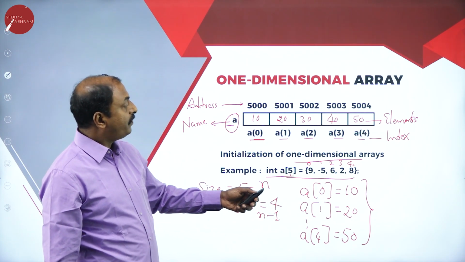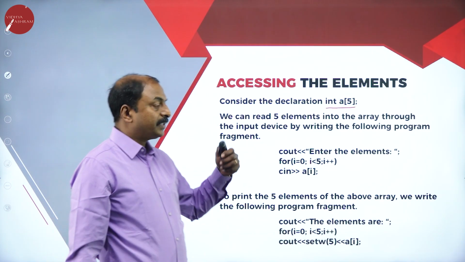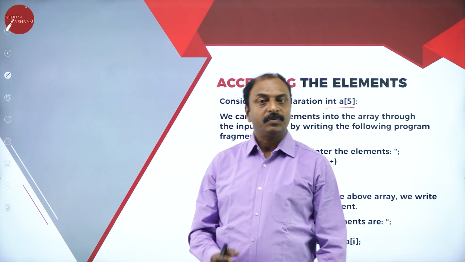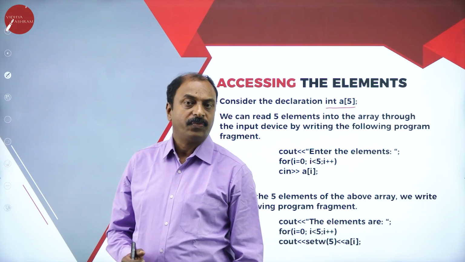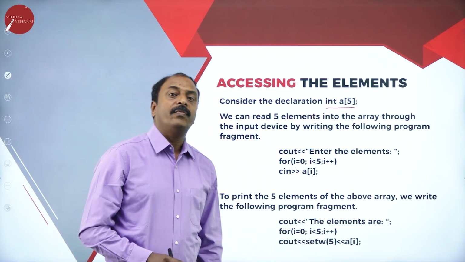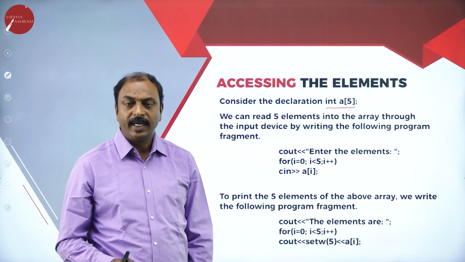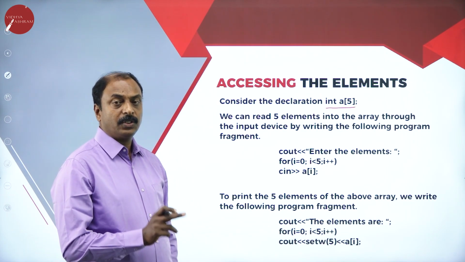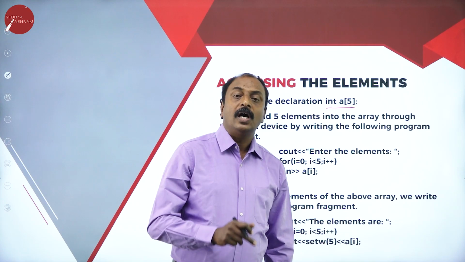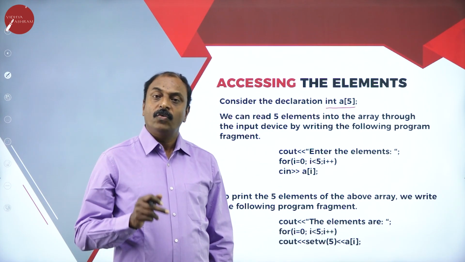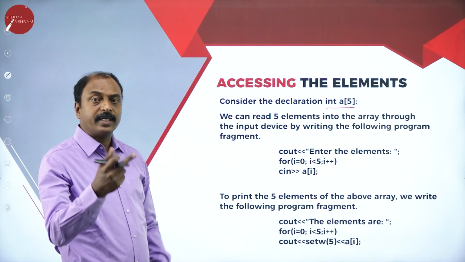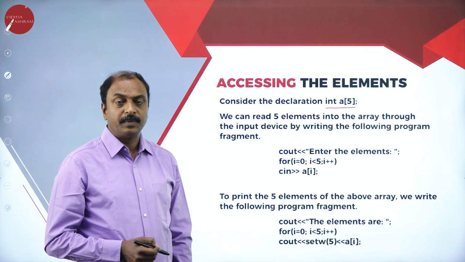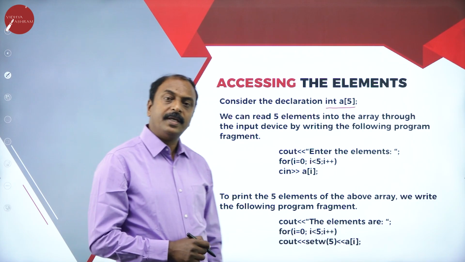In the previous example there are only 5 elements, so we can write 5 values: a of 0, 1, 2, 3, 4. But if there are 500 elements, how do we do that? Again there is no other way. We have to write the index: a of 0, a of 1, a of 2, up to the last index, a of 499. That is how to access the elements of an array. But if you write so many statements, the program would be very lengthy.